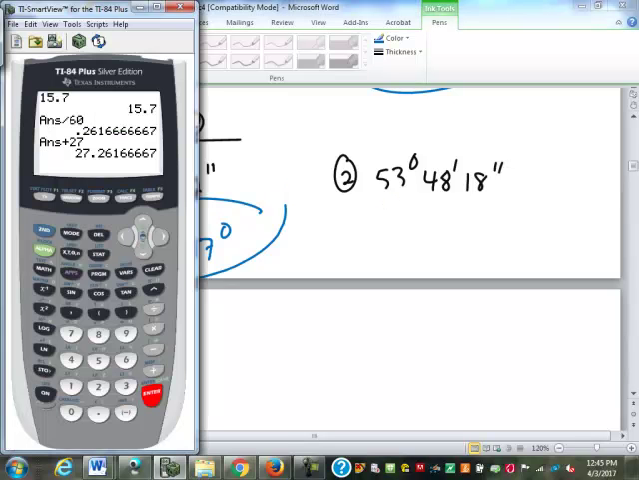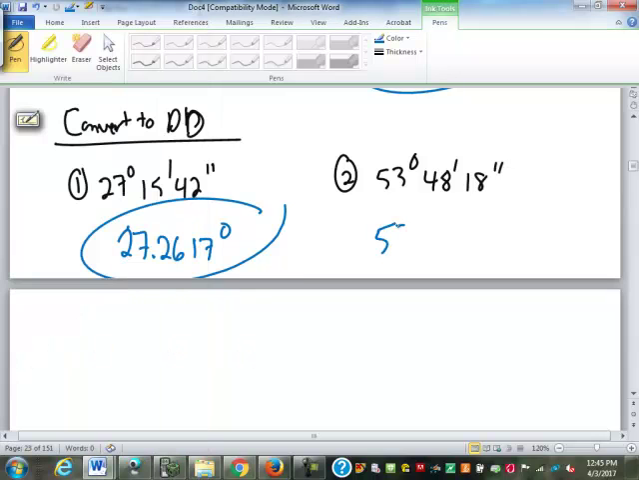Over here, we're going to do the same thing. We're going to start out with the 18, and we'll divide by 60 to make it into minutes. Add that to the 48 minutes, divide that by 60 to make it into degrees, so 0.805, and we'll add the 53, so it's 53.805 degrees.